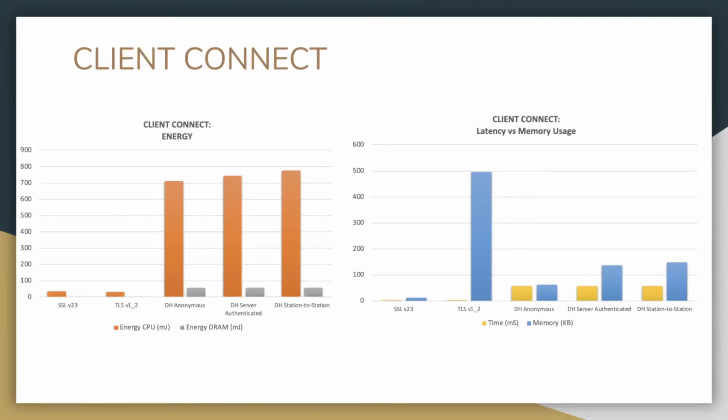If you look at the client connect, you can see that TLS and SSL use significantly less CPU energy and RAM energy, which was slightly surprising because we expected that Diffie-Hellman, since it was a more simplified and lightweight protocol, would use fewer resources, but this could be due to some low-level optimizations that we didn't include in our implementation. Interestingly enough, TLS did use significantly more memory. And again, this could just be due to differences in the implementation using SHA-384 versus SHA-256.